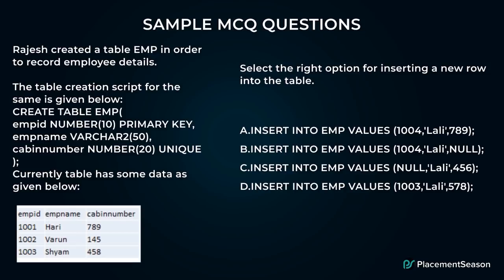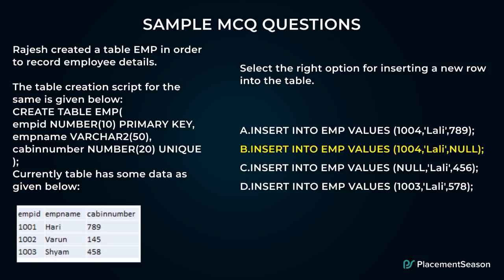For option B, value 1004, the name, and then null. Okay, this looks fine. And then option C, the first column has given us null. Primary key cannot be null. So this will fail. And for option D, if you see the first column value 1003, which is already present in the employee ID column. Since employee ID is declared as primary key, we cannot have duplicates in that column. So the option would be B.